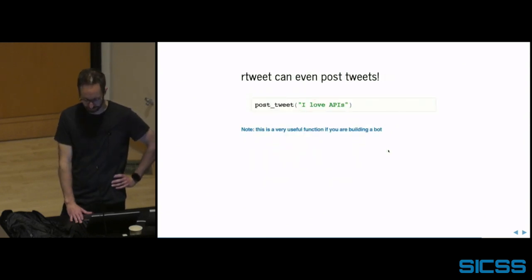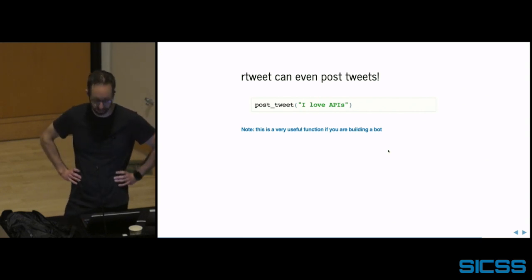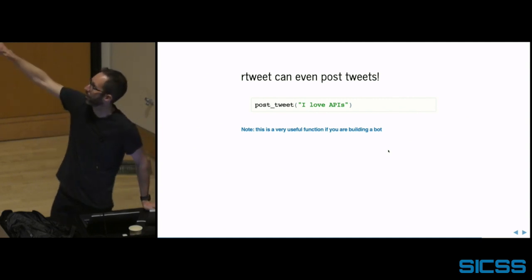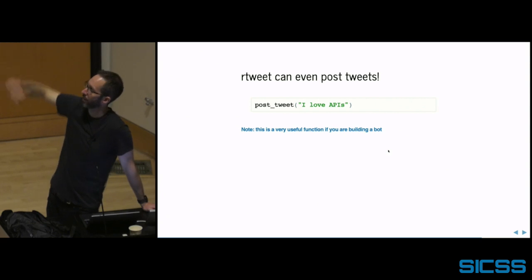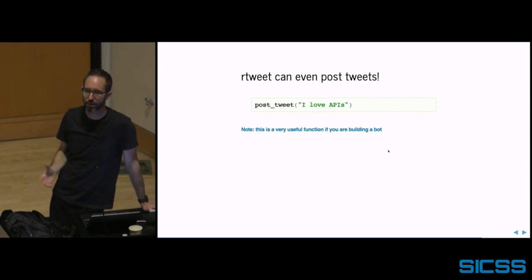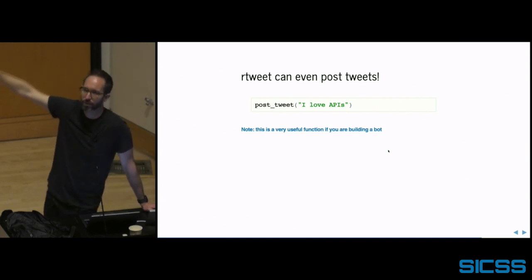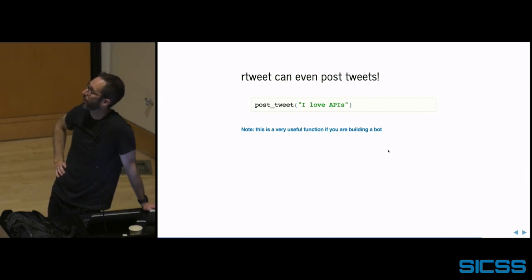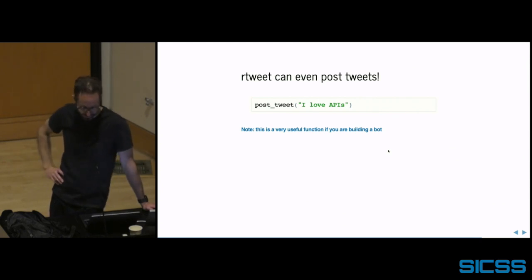And post_tweet, this is one of my favorites, can also post a tweet via your account. So however you're authenticated, if you were to run this code, this message, I love APIs, would appear in the Twitter timeline of the user who authenticated the app. So if you run this code and you're logged in as you, this will tweet as you to write I love APIs. And as I've noted up here, this is a useful function if you are building a bot. In my own work with bots, we've had to write our own custom code, but if you have a fairly primitive bot, this may be fine to get you what you need.